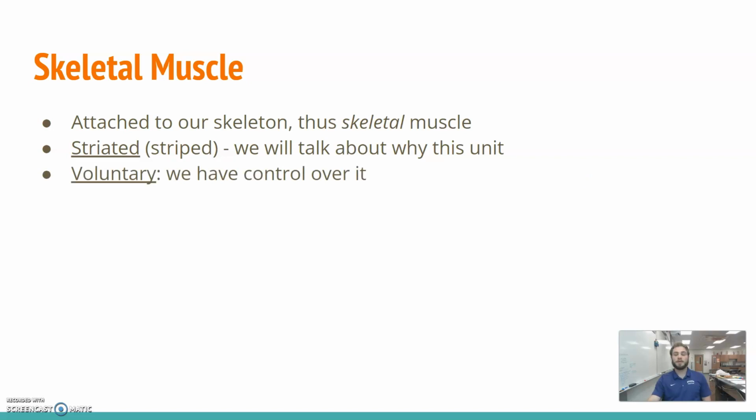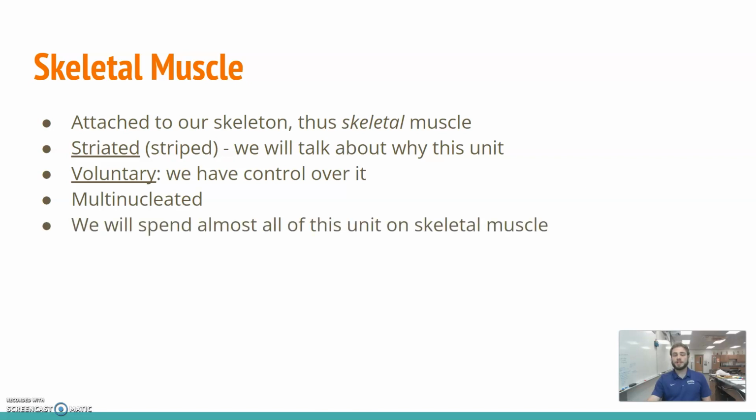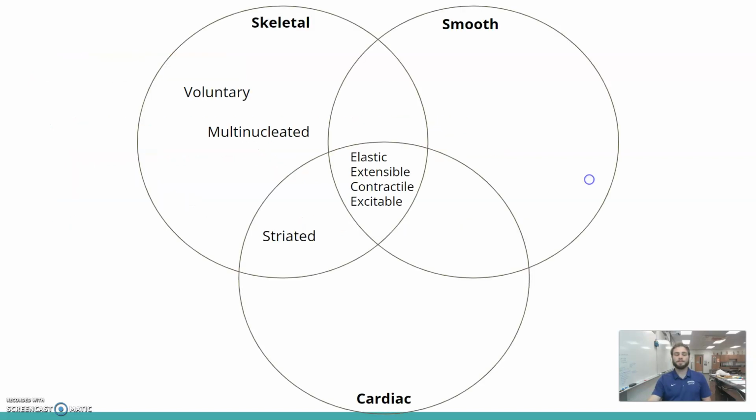Voluntary means that we have conscious control over it. Skeletal muscle does not move unless we tell it to. It is multinucleated, meaning that it has multiple nuclei. And most of this unit is going to be spent taking a look at skeletal muscle as well as the names of skeletal muscles that we have in the body. So you can see here skeletal muscle is the only one that is voluntary and multinucleated. It does share striations, or that striped appearance under a microscope, with cardiac muscle tissue.